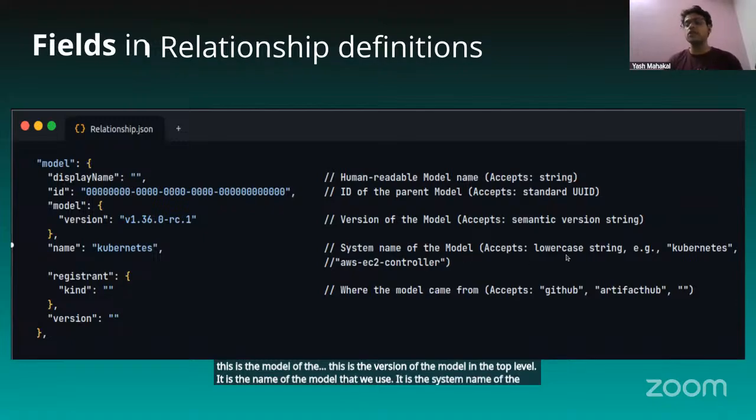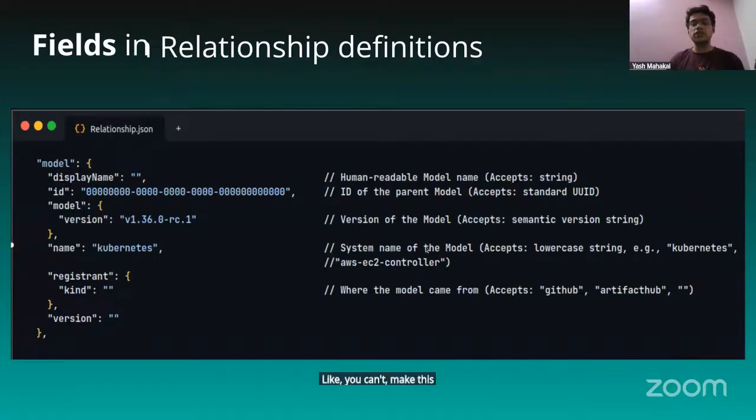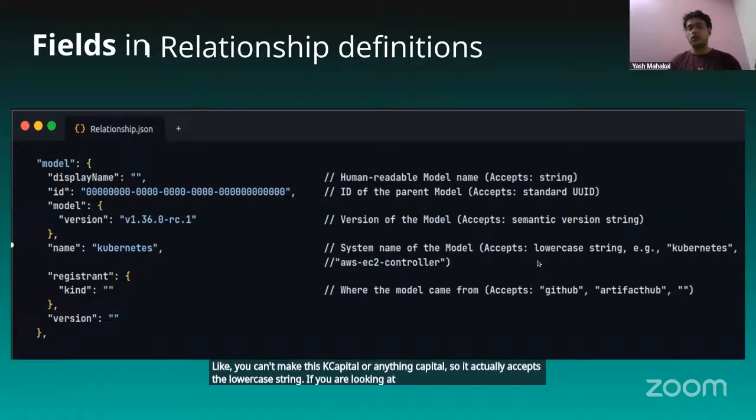It actually accepts lowercase strings only. Like you can't make this K capital or anything capital. So it actually accepts the lowercase string. If you are looking at Meshery, you'll find almost all the model names are in lowercase.